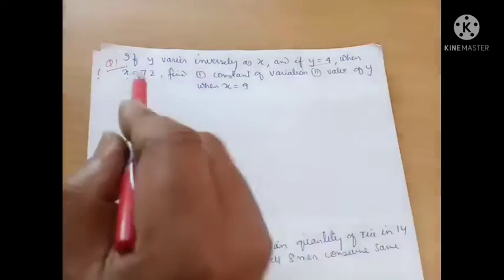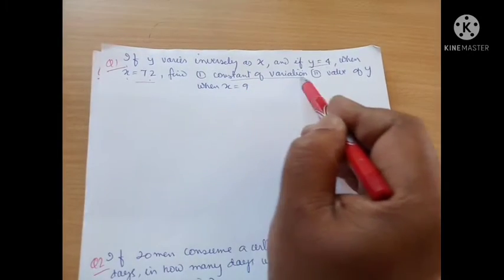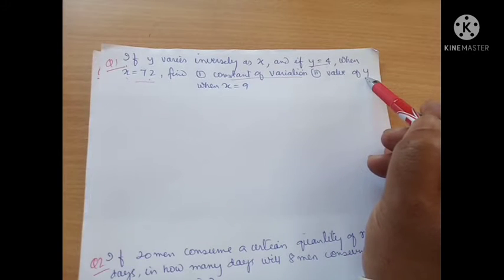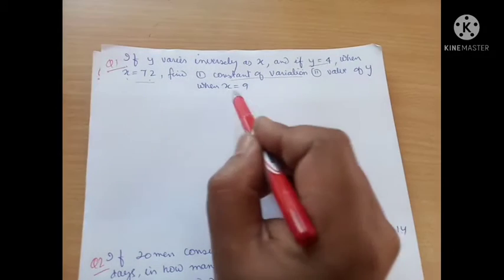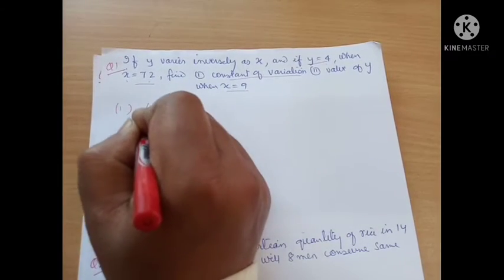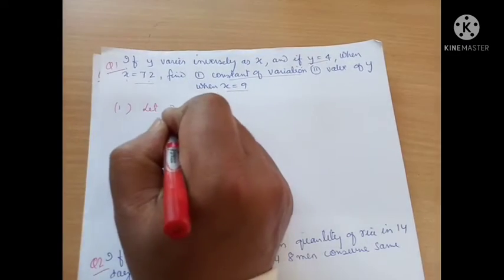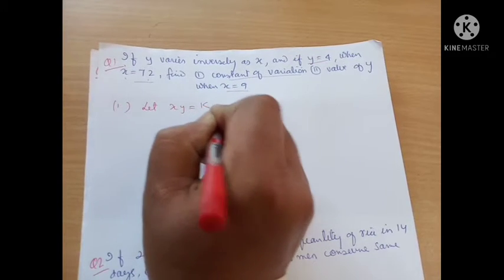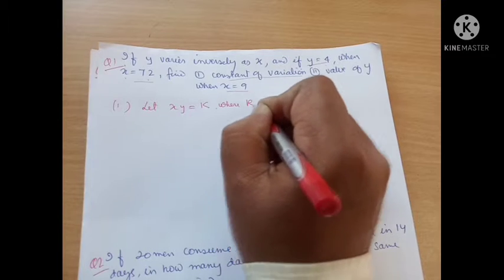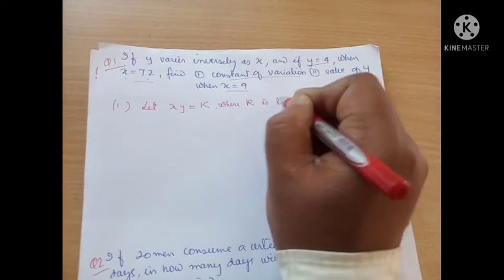y is equal to 4 and x is equal to 12. Find (1) the constant of the variation and (2) the value of y when x is equal to 9. So the first part, let's see. We have already known that xy is equal to k, where k is the constant of variation.